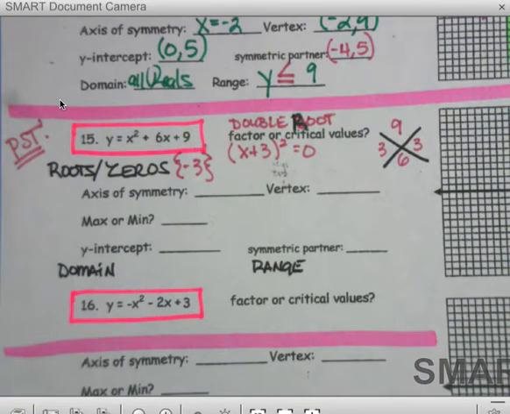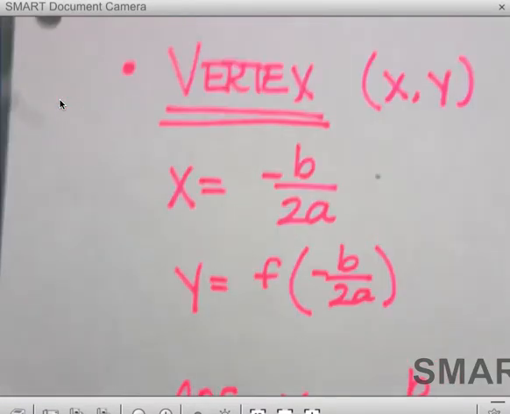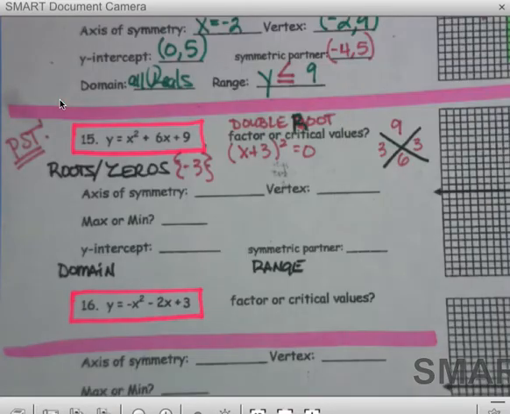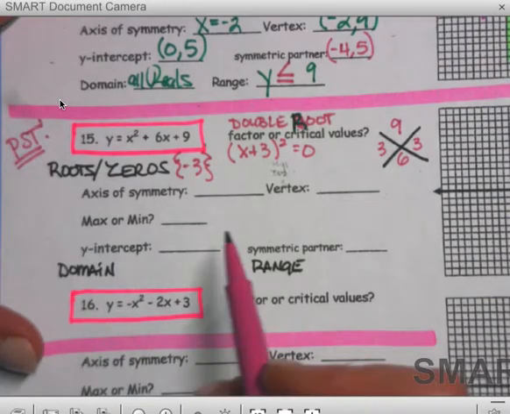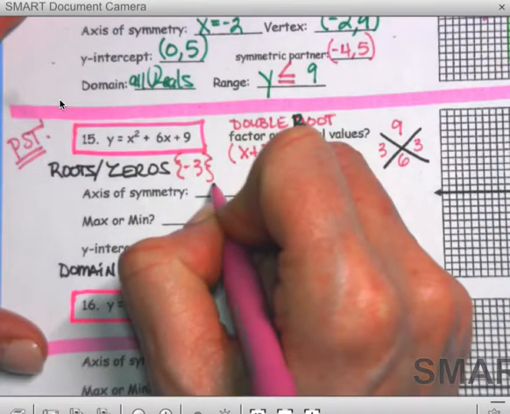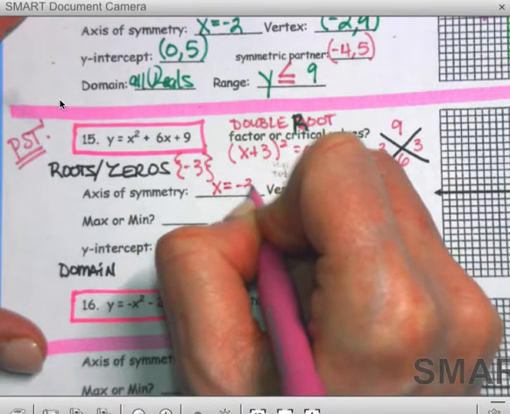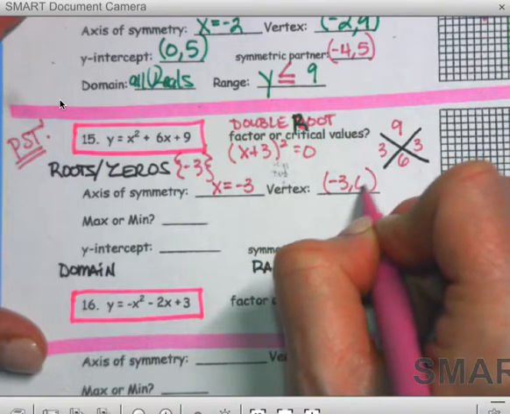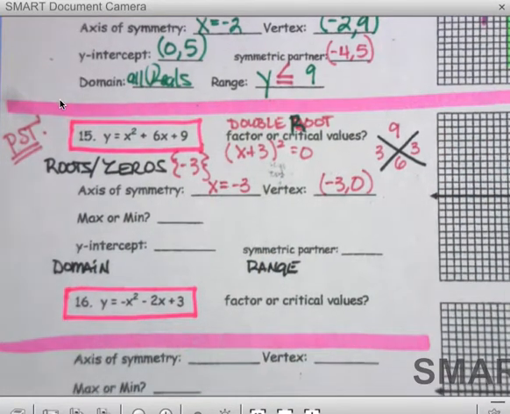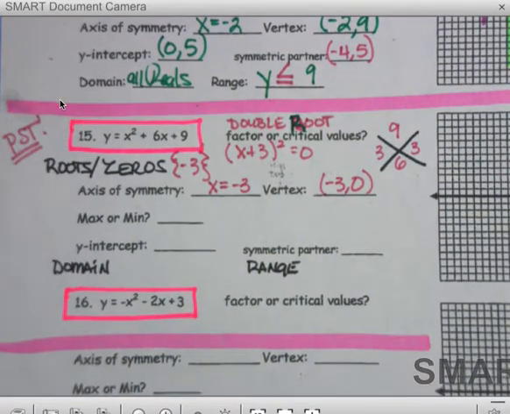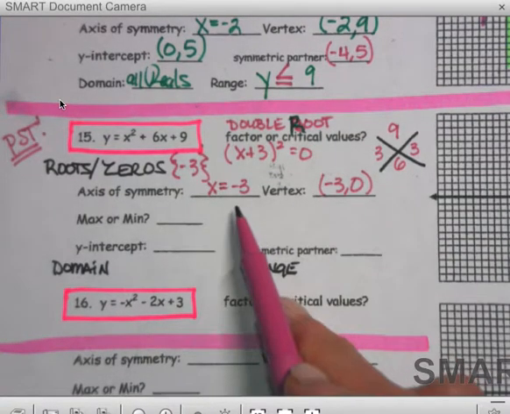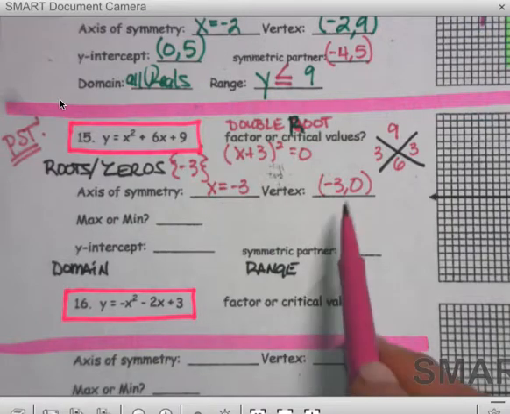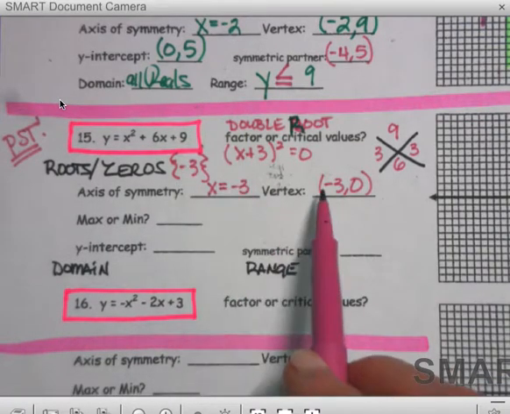If you were to calculate the vertex and the axis of symmetry using your little formula, you're going to end up with -3 once again. So the axis of symmetry is the vertical line x equals -3, and the vertex is the ordered pair (-3, 0). So the trait that comes along with the perfect square trinomial is that its root and vertex are the same. It has one root sitting right on the x-axis, and the vertex also sits on the x-axis. So the root and the vertex are the same.